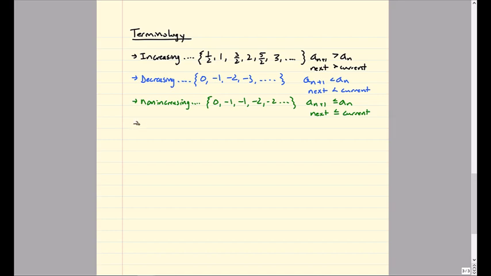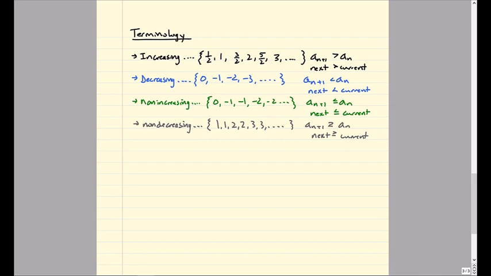And of course, we're going to have non-decreasing to go along with that. So non-decreasing, this could be an example like 1, 1, 2, 2, 3, 3. And for this example, the next term, a sub n plus 1, is greater than or equal to our current term. So next is greater than or equal to the current.